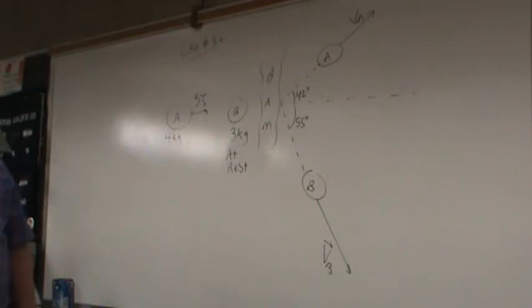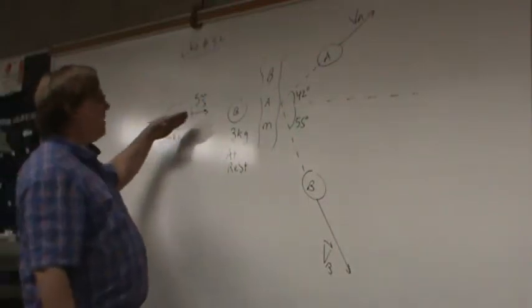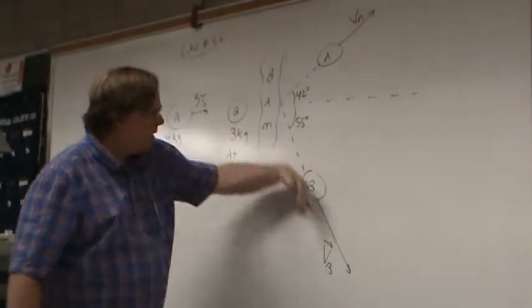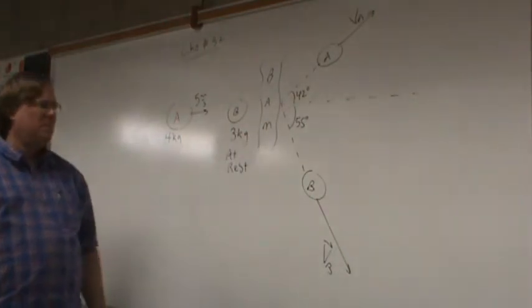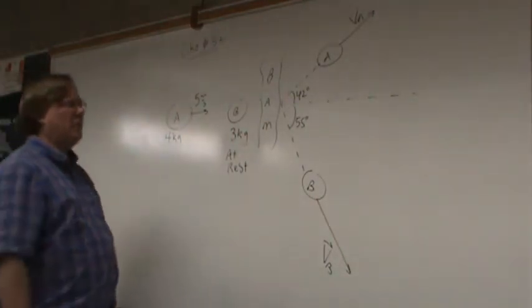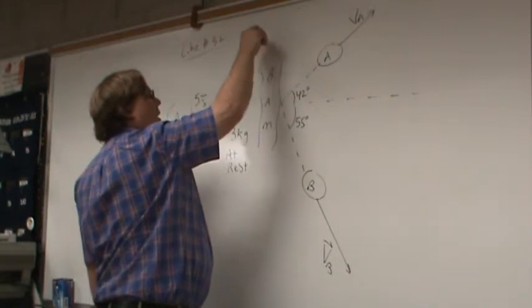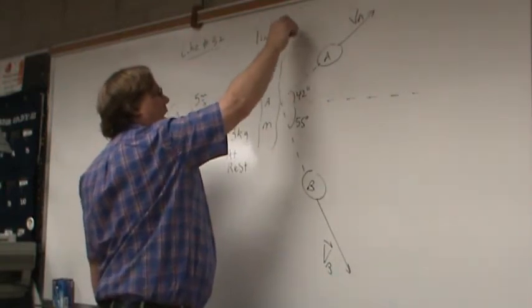You guys okay with that? It's like 2 billiard balls, only of different masses. They collide, and this guy goes off in that direction, and this guy goes off in that direction. And your job is to find VA and VB.